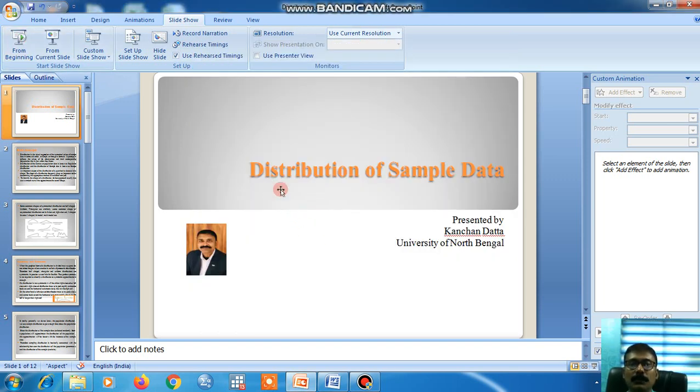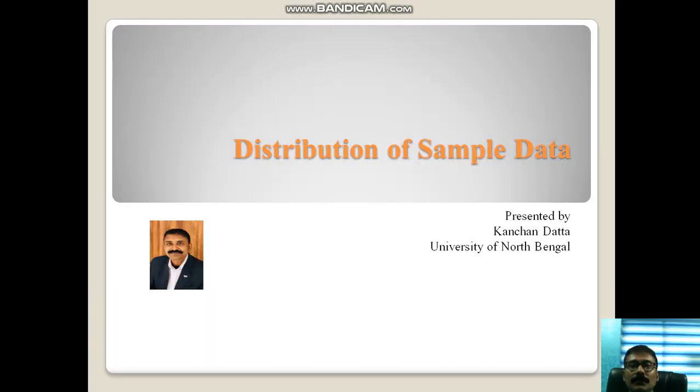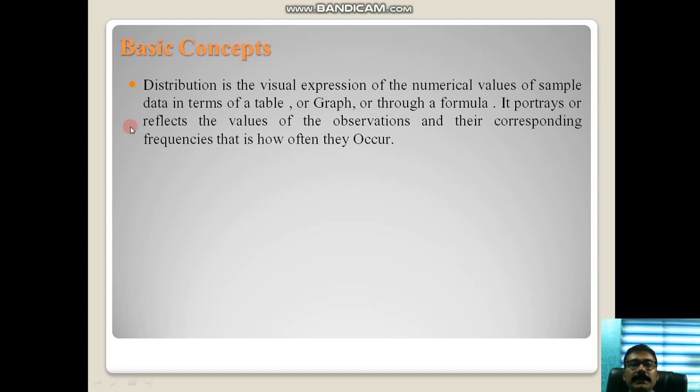Hello friends, today I am going to say a few words about the distribution of sample data. The basic concept is like this: the distribution is the visual expression of the numerical values of sample data in terms of a table or graph or through a formula. It portrays or reflects the values of the observations and their corresponding frequencies, that is how often they occur.